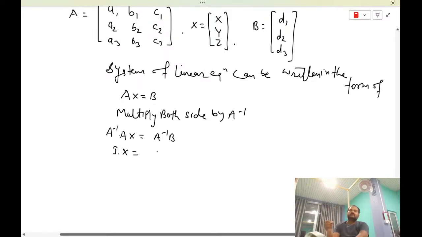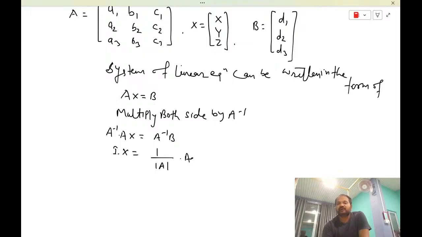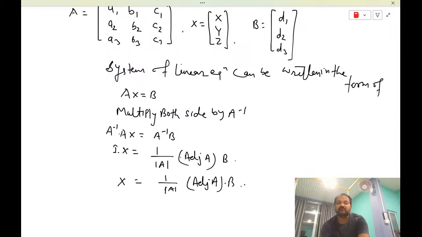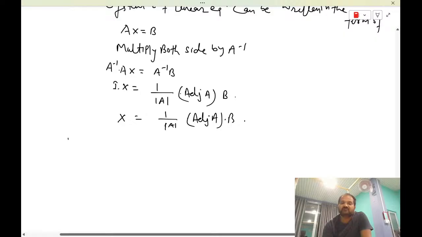We know the formula for A inverse, that is 1 upon determinant of A into adjoint of A. So x is equal to 1 by determinant of A into adjoint of A dot b. This is the relation. So the system of linear equations depends on the value of adjoint A dot b. In the same way, we will see the conditions in which it has a unique solution or infinitely many solutions.